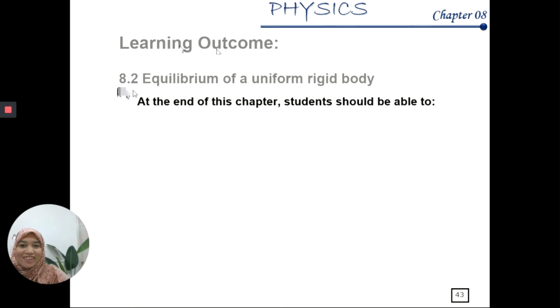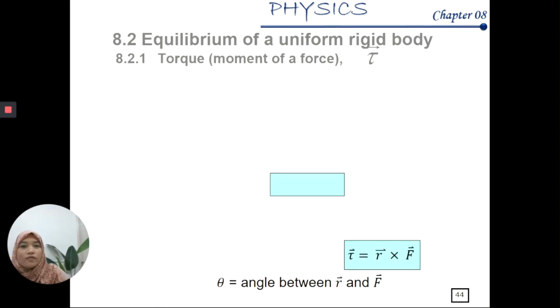Okay, so this is the second subtopic in this chapter, equilibrium of a uniform rigid body. At the end of this chapter, students should be able to define torque. Some other lecturers call it tau or torque. Both are the same: torque, or moment of a force, where the symbol is this one.